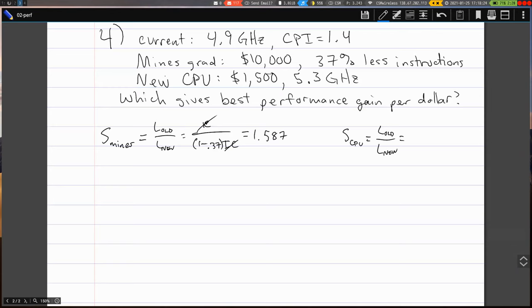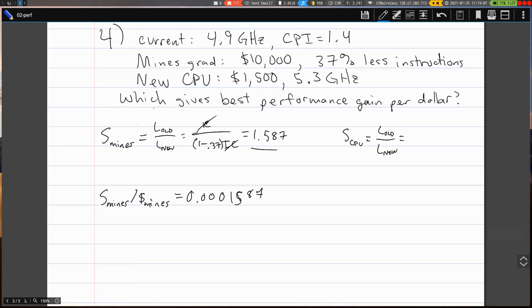Yeah, so then what we care about is speedup per dollar for the Mines graduate. What we end up with is dividing 1.587 by 10,000. So we get a lot of zeros: 1, 5, 8. Okay.